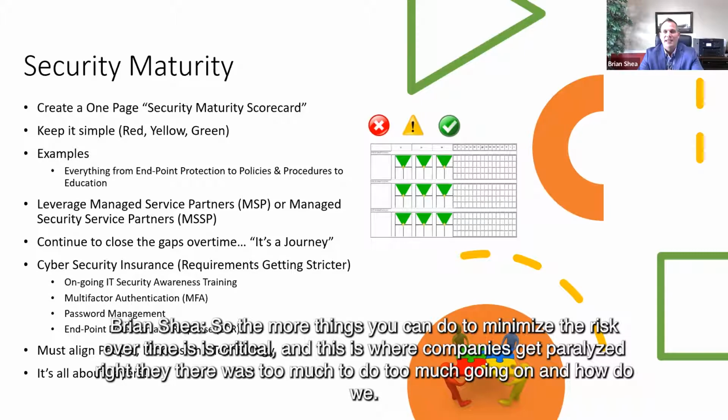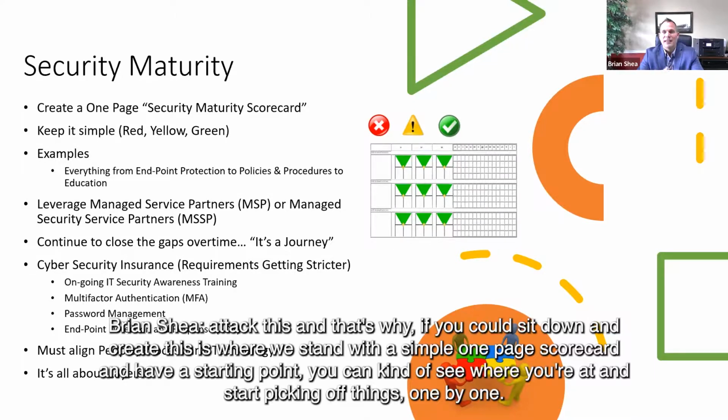And this is where companies get paralyzed. There is too much to do, too much going on, and how do we attack this? That's why, if you could sit down and create a simple one-page scorecard of where we stand, you have a starting point. You can see where you're at and start picking off things one by one.